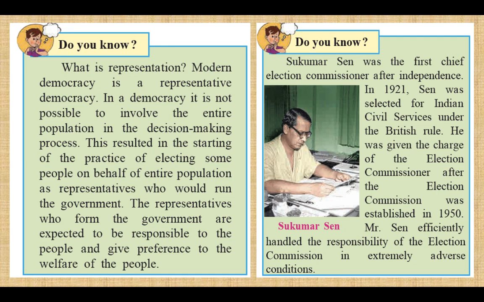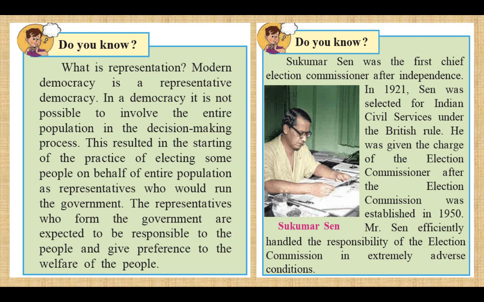Now these are two boxes given to you in your textbook. What is representation? We've already spoken of representation, where we are given the freedom to choose our leaders, someone to represent us in the parliament or in the government. Modern democracy is a representative democracy. In a democracy, it is not possible to involve the entire population in the decision making. Because India is such a vast country with so many people, it is difficult to take each one's opinion individually. And therefore, we have representatives.